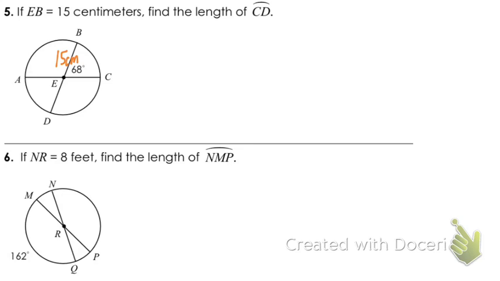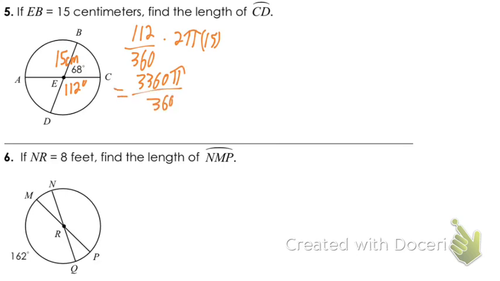112 degrees. How do we get that? Subtract 68 from 180, because this forms a semicircle from B to C to D. So we take 112 divided by 360 times 2 times pi times 15. That ends up being 3,360 pi divided by 360. That's approximately 29.32 centimeters.